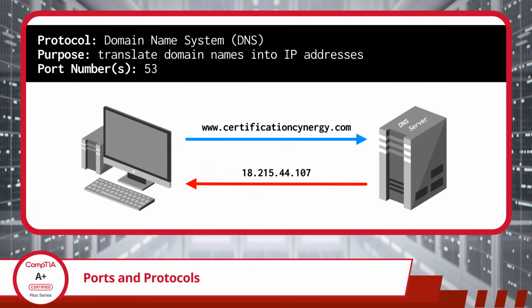Next, we have Domain Name System, or DNS, which is a fundamental protocol of the Internet, often likened to a phone book for the World Wide Web. Its primary function is to translate domain names, which are easy for humans to remember, into IP addresses, which computers use to identify each other on the network. DNS operates mainly on port 53. This port is used for both querying DNS servers and receiving responses. For instance, when you type a website URL into your browser, DNS servers use port 53 to find the corresponding IP address and direct your request to the correct server.